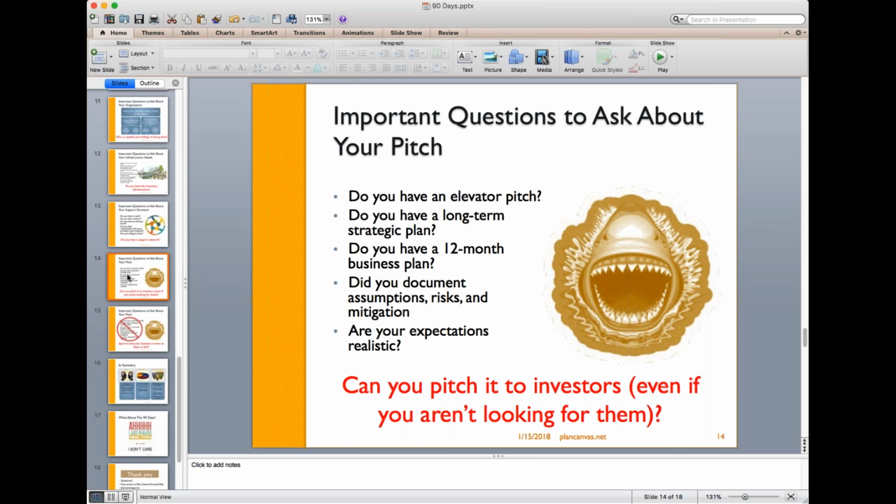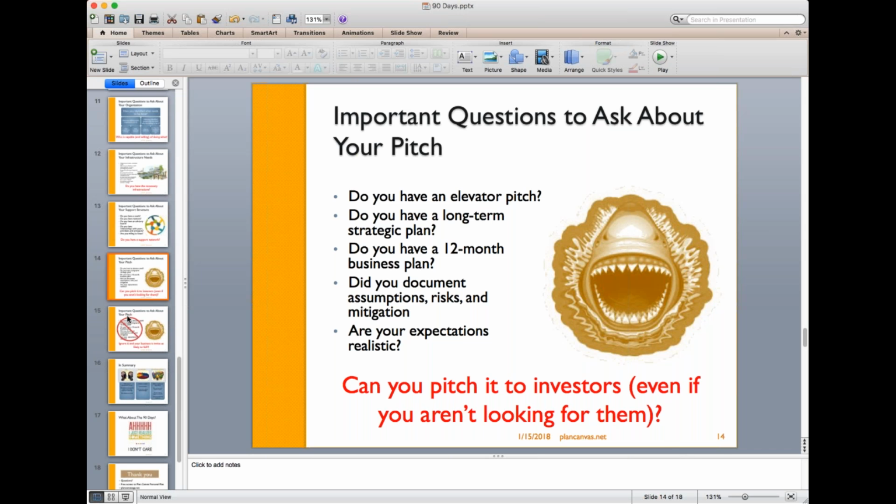But think through these things. Don't keep them in your head. Get them written down in some form or fashion so that you can begin to make sense of it, and so that others can see it and get on board with it. All right, so important question to ask. Could I pitch this? Even if I'm not looking for investors, could I pitch it to potential investors?